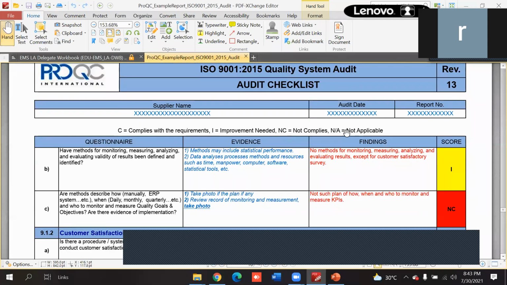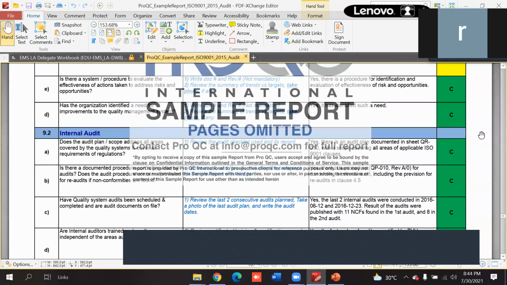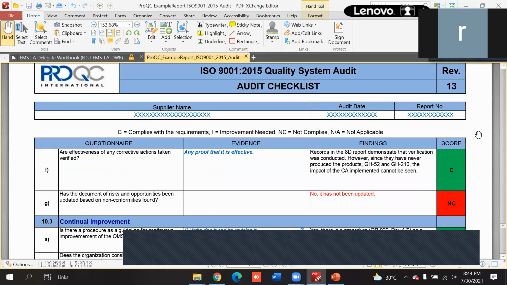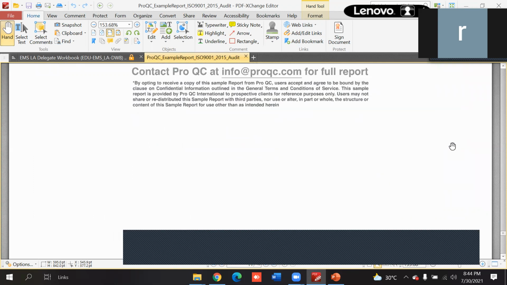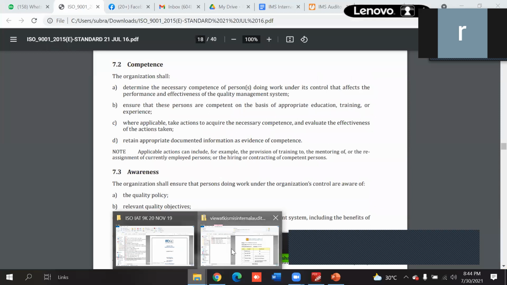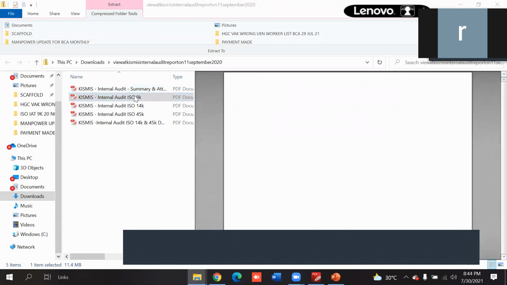Okay, so methods of monitoring. This method is manual, monthly, quarterly, and quality goals. So there is no such plan on how and when to monitor and measure KPI. So this is a major NC. I will send you all these, maybe you can have a look. Sampling. Okay, I can show how they are. Some item summary, let's say for 9,000.